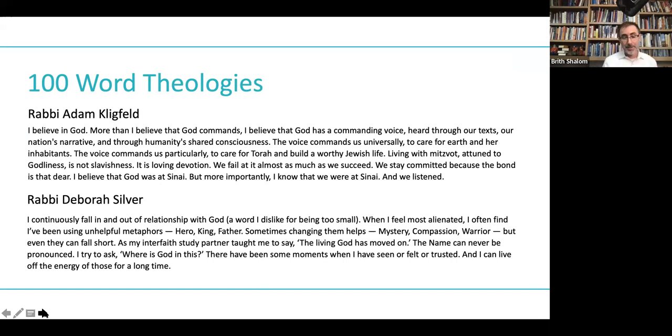It comes up a lot in Islam, right? Rahmana, right? I don't know any other example. Rahmana Arakem is very similar to Harachaman, Hamrachem, which we have in our own prayers, right? So there's some intersection there, that intersectionality that we really haven't talked about between the three major denominations, but even they can fall short. As my interfaith study partner taught me to say, the living God has moved on. The name can never be pronounced ever.